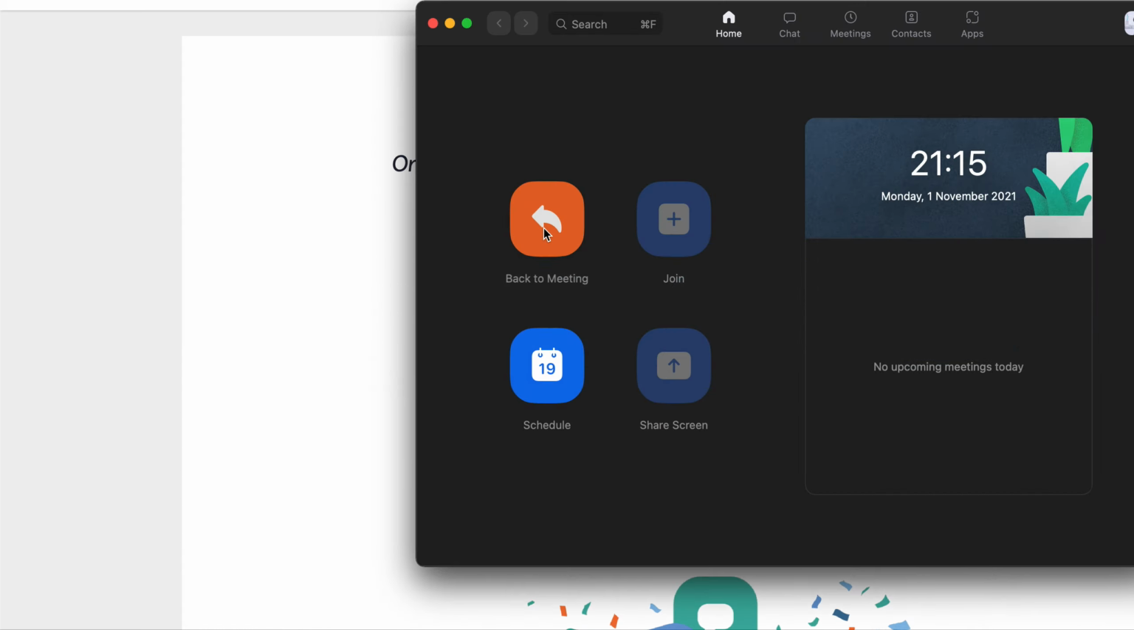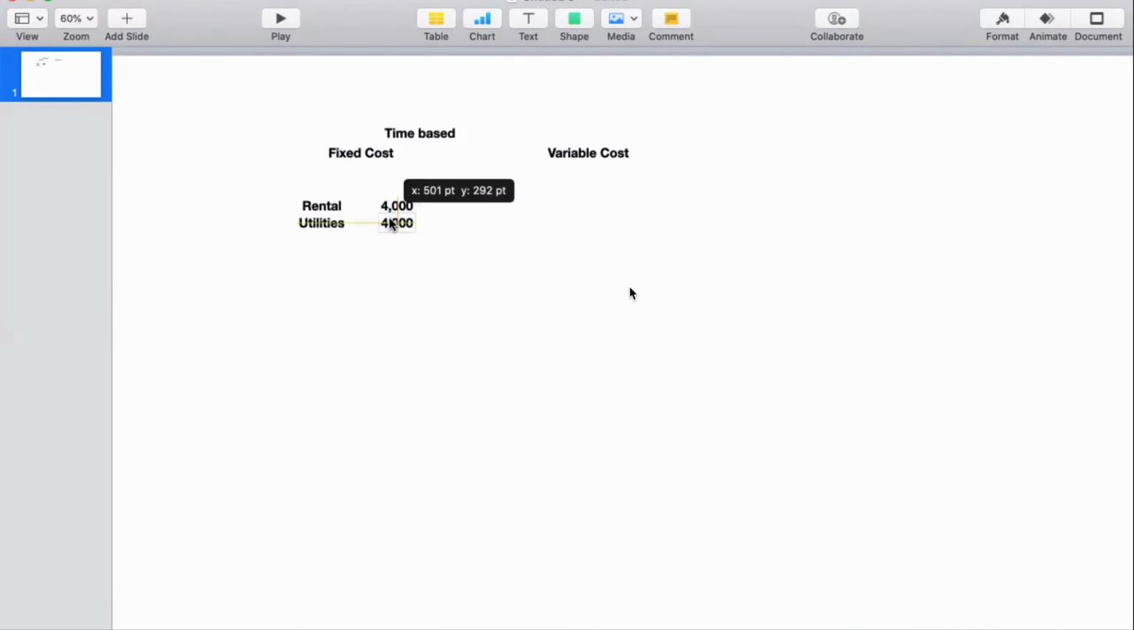Say maybe my utilities, make it easy to calculate, 1,000. And what else? Maybe for me, I have other fixed costs, maybe my staff. This is my full-time staff. So I have 5 staff, maybe I have 15,000.